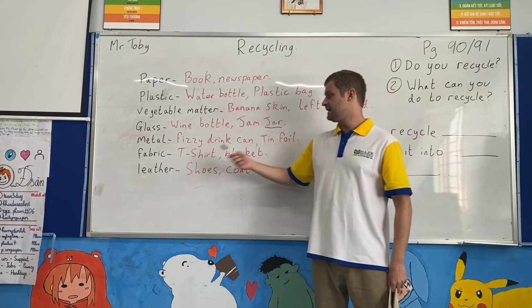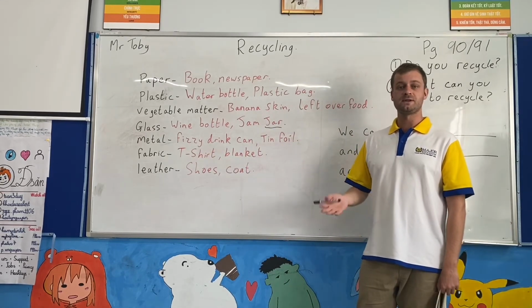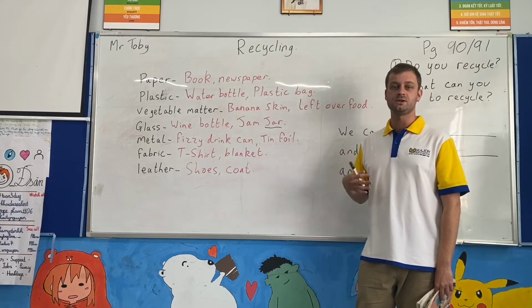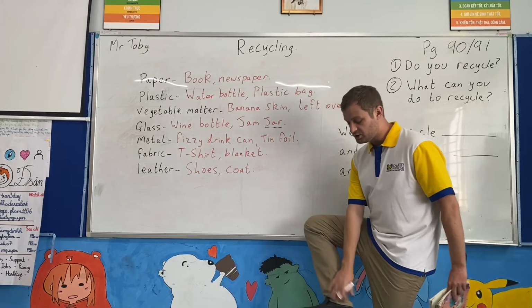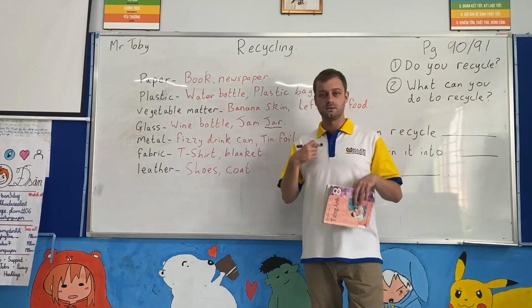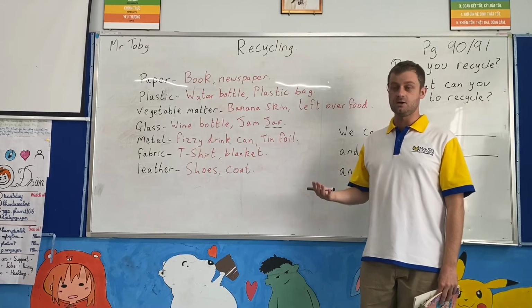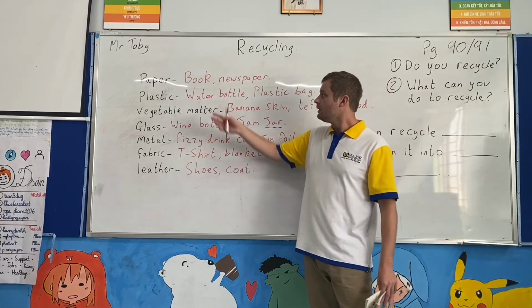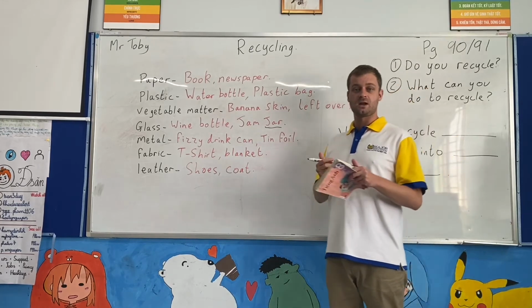Fabric, t-shirt or blanket. Maybe they get old. You can recycle them and they can be made into new fabric. And leather, like I said, shoes or a coat. These things can be recycled, or you can give them to your friend who wants them. So these are my examples. I would love to read about yours in the comments below.